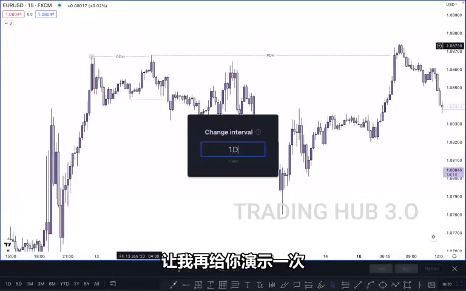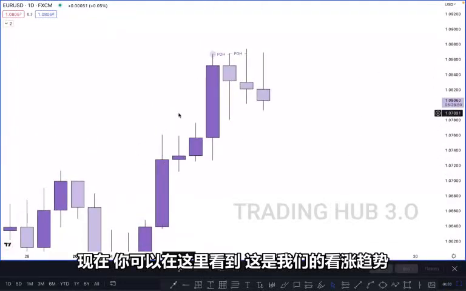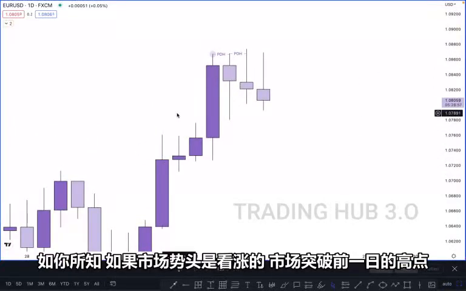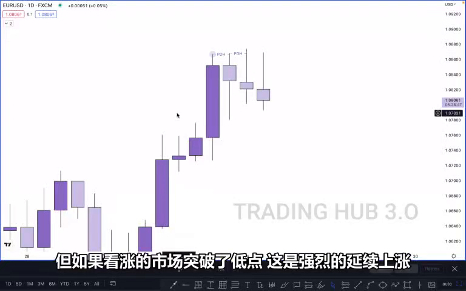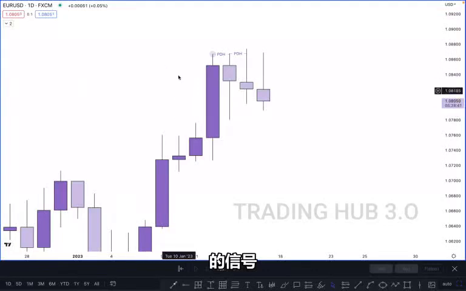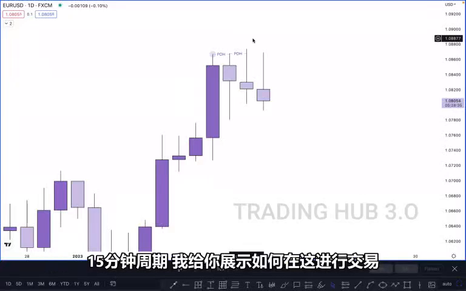Let me show you exactly one more time. At this point you can see here, this is our bullish momentum, and as you know, if market momentum is bullish and the market takes out the previous day high, that is our short term sell, not for the longer term, because momentum is bullish. But if the market takes out the low in a bullish market, that is a strong indication for continuation to the upside. So what happened here? The market took out this high, and after taking out this high, you have to switch into the 15-minute to show you exactly how you can trade here.